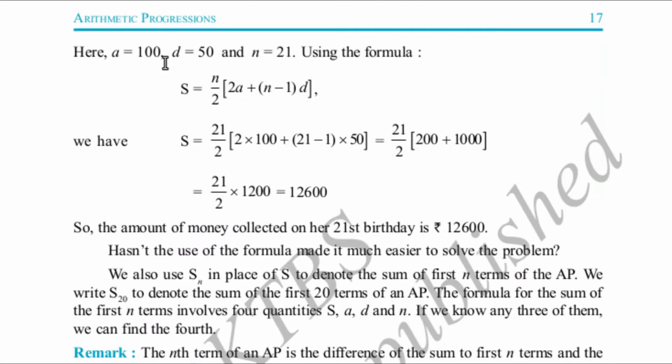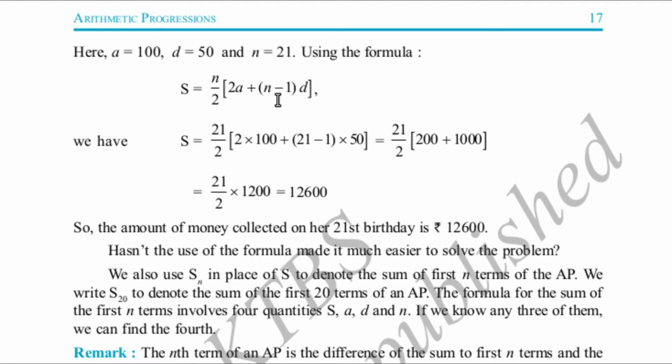Here A is 100 rupees. That is, the first term is 100 rupees. Shakila put 100 rupees into her daughter's money box in the first year. And the common difference is 50 rupees. So there are 21 terms. In the first year she put 100 rupees, second year she put 150 rupees, in the third year she put 200 rupees, in the fourth year she put 250 rupees, and so on till the 21st year.